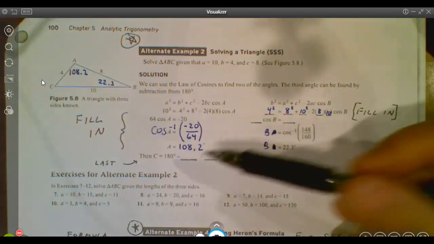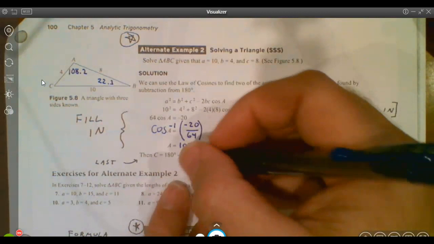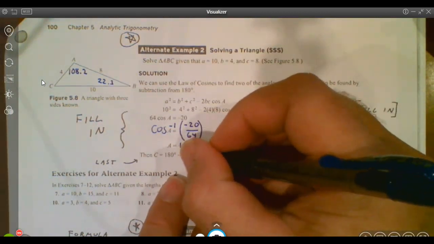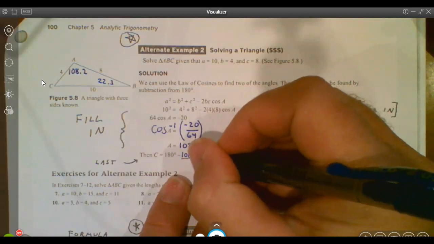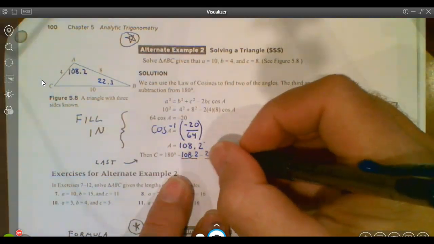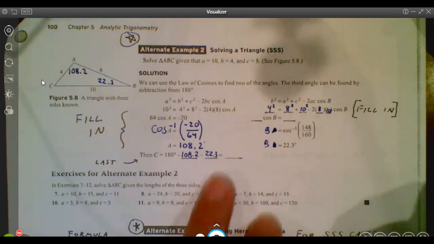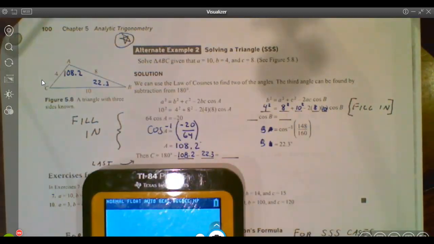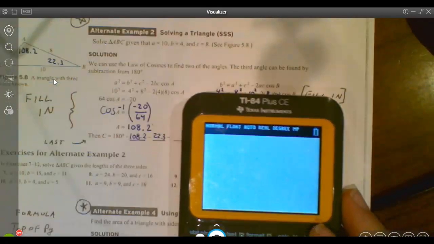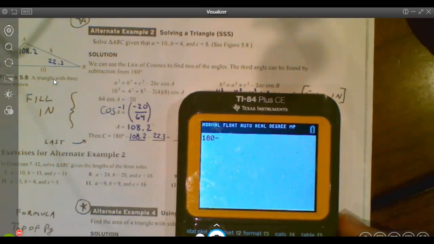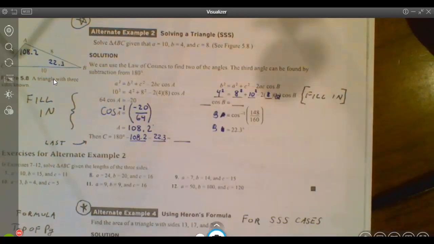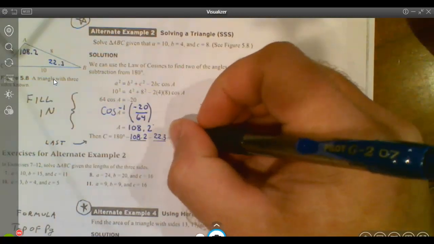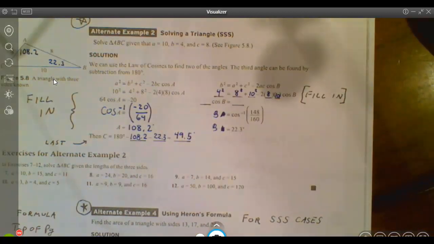Looks like this. So of course, to find my third angle, I'm just going to subtract the ones that I know from 180. And let's type that in real quick. And that's going to give us angle C. So let me scoot this over. So 49.5 degrees is our third angle. All right.